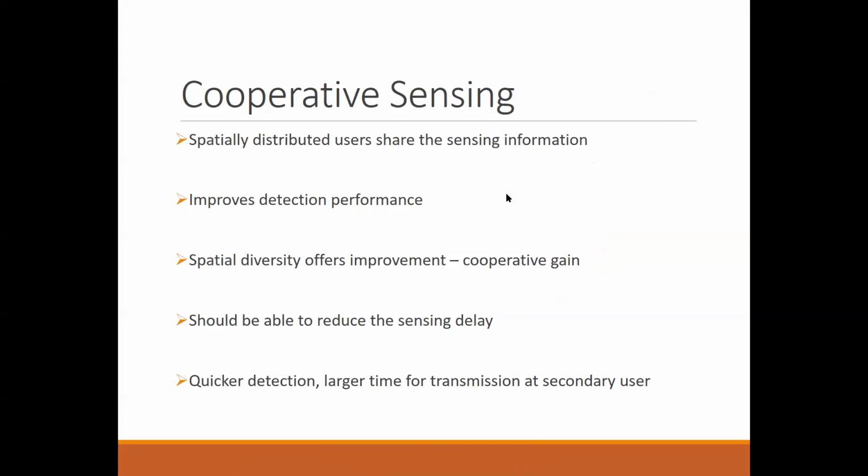Since all of the users have to sense and then report either to a centralized part or in a distributed way, the time for sensing and coming to a conclusion is increased. Whenever your team size is larger, obviously decision making will take longer.